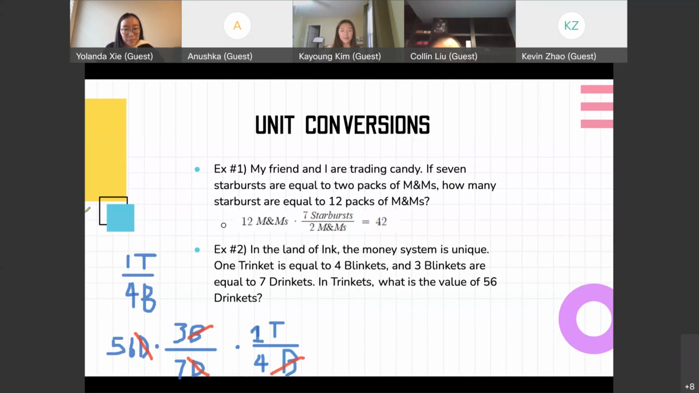So now we are just left with the t for the unit. And just to solve, we just have to multiply 56 times 3 over 7 times 4.